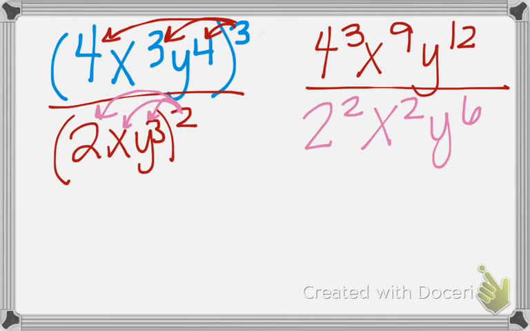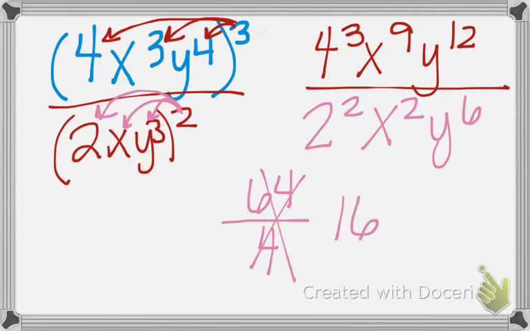So now I can work step by step on simplifying. 4 to the 3rd is 64. With the x to the 9th, I'm just going to go 2 to the 2nd is 4. So what is 64 divided by 4? It's 16.